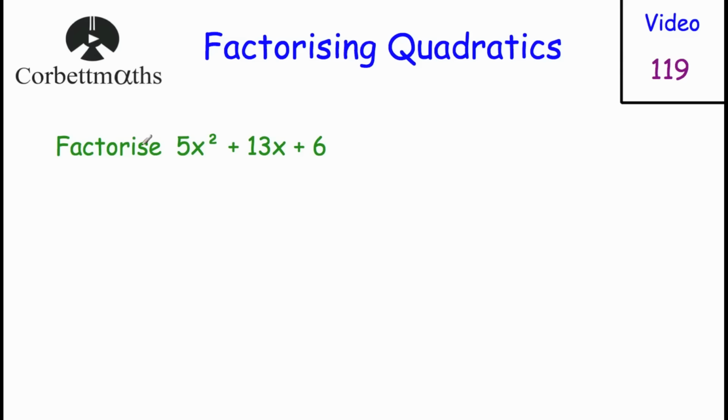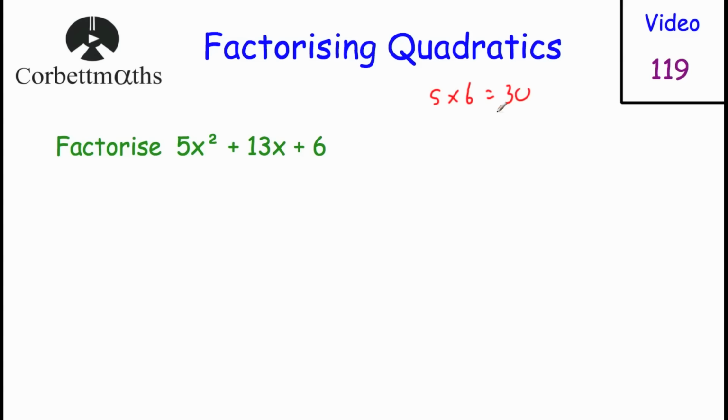Okay, so if you want to factorise this using the split in the middle technique, I'd highly recommend you watch that video on Corbettmaths, but the technique is this. First of all, you take the number in front of the x squared, the 5, the coefficient of x squared, and you multiply that by the number on the end of the quadratic, the 6. So 5 times 6 is equal to 30.